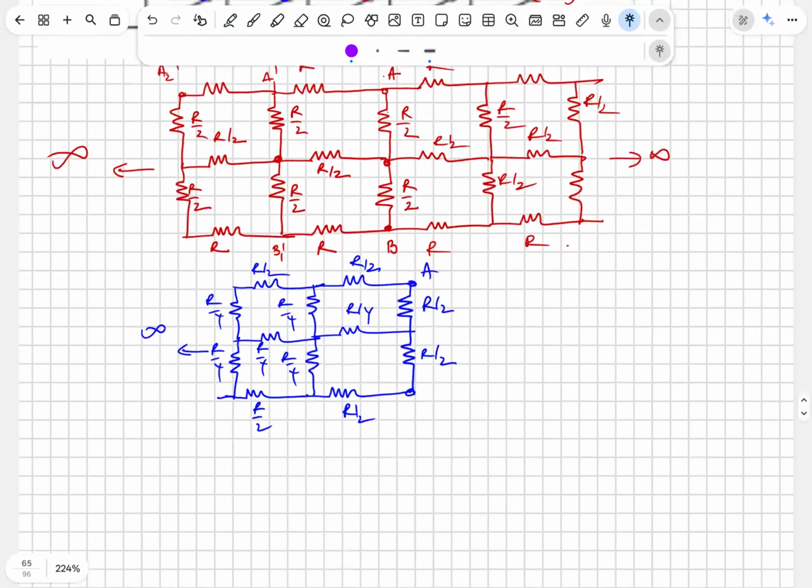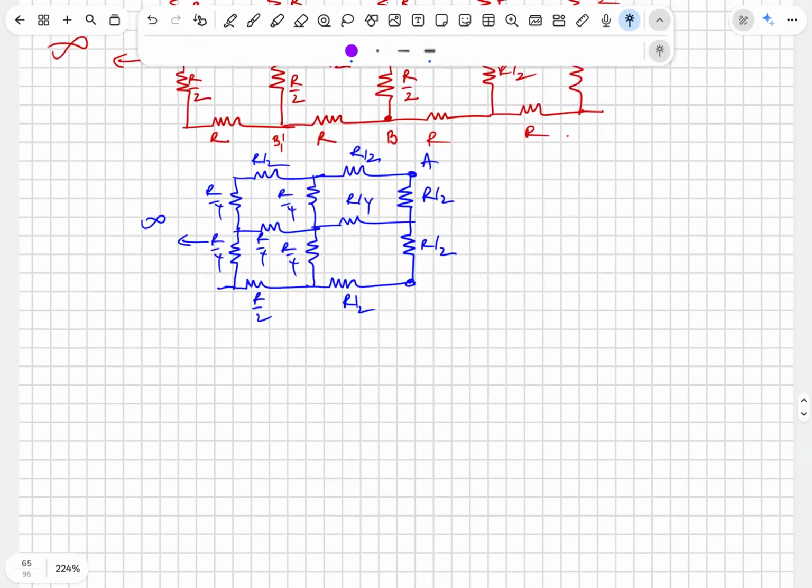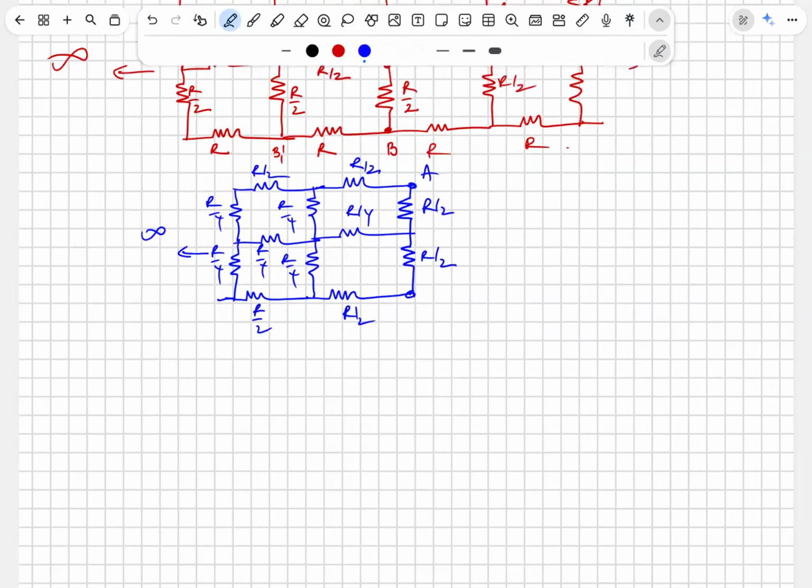Sri, as the next step, tell me. What is going to be the next step? There are no more foldings left. Tell me. A to B.